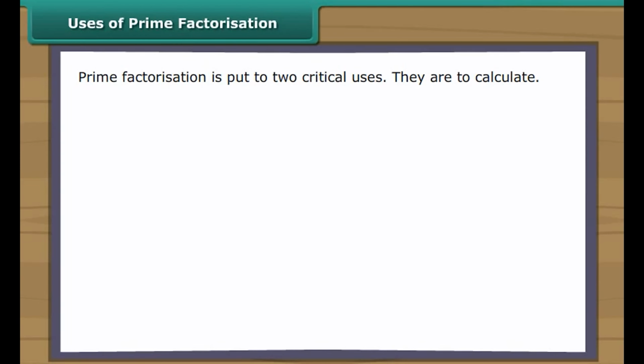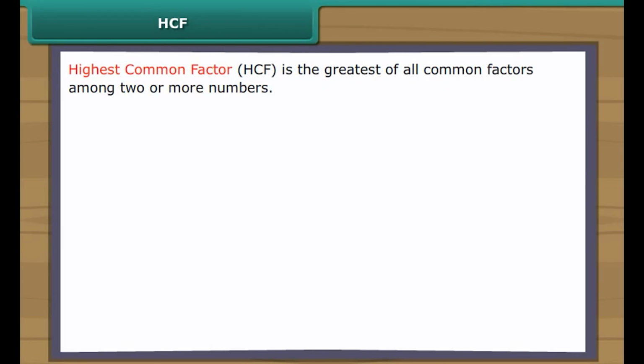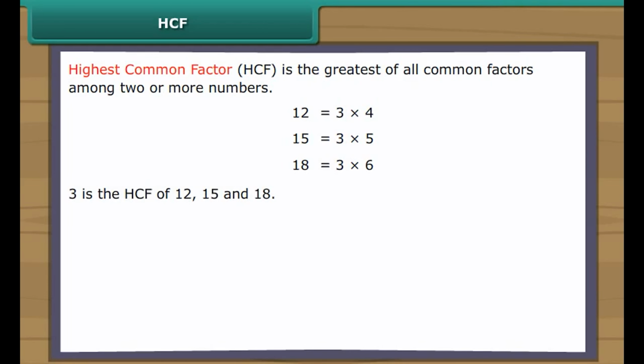Uses of prime factorization. Prime factorization is put to 2 critical uses. They are to calculate HCF and LCM. HCF. Highest common factor, or HCF, is the greatest of all common factors among two or more numbers. Let us identify the HCF of 12, 15 and 18. 12 is equal to 3 into 4, 15 is equal to 3 into 5, 18 is equal to 3 into 6. The common factor is 3. Therefore, 3 is the HCF of 12, 15 and 18.